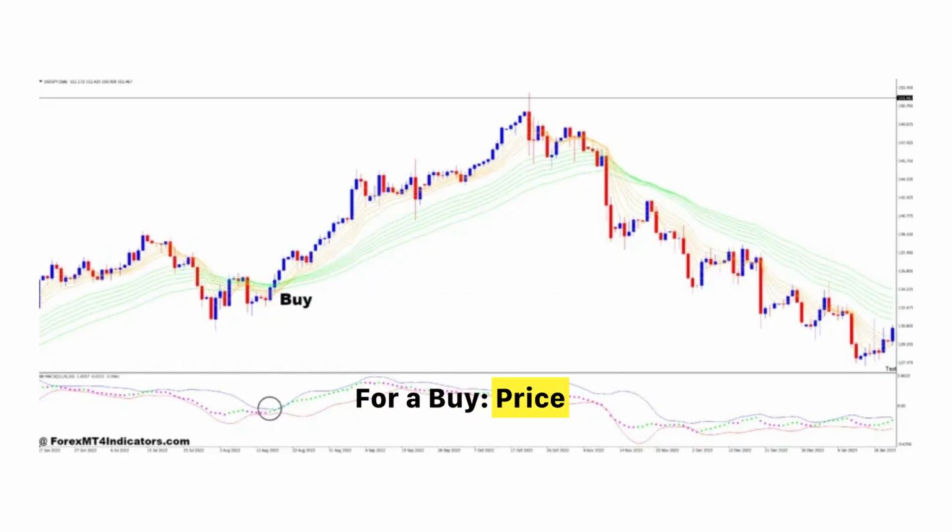For a buy, price breaks above the upper Bollinger Band. MACD histogram turns positive, short-term Guppy EMAs cross above the long-term EMAs.